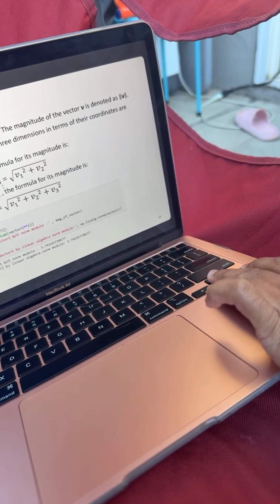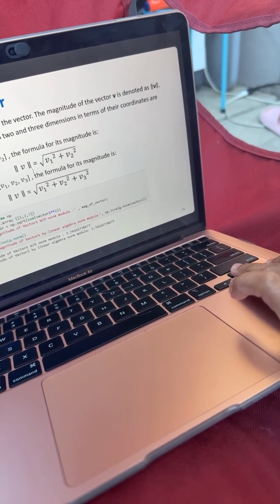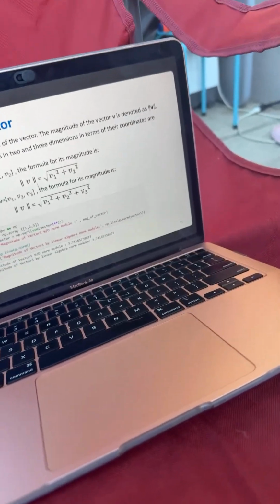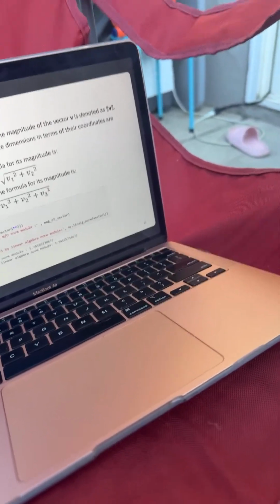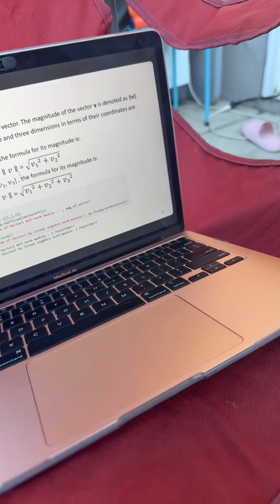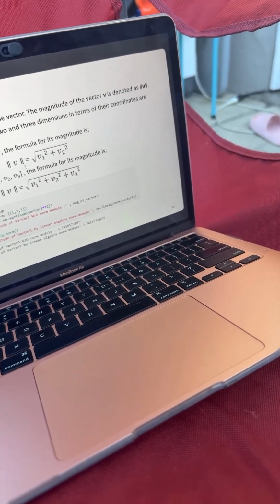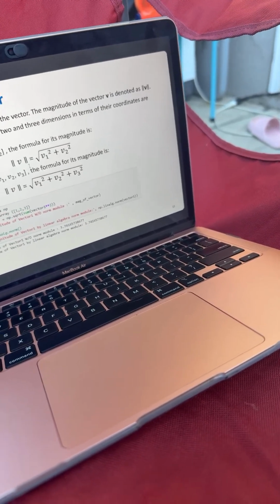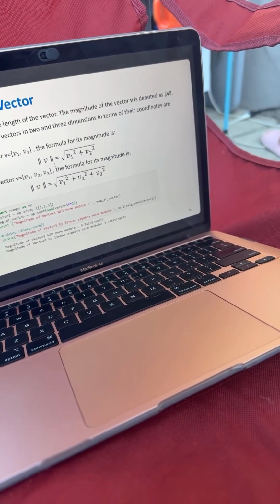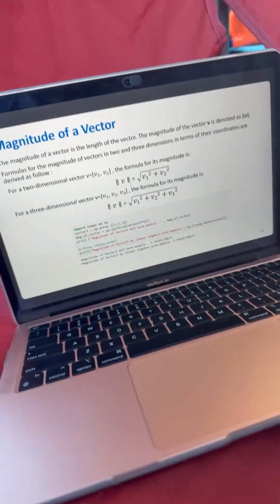np.linalg.norm of vector 1. Linalg.norm is how you get the magnitude. The linear algebra norm module gives you the same value as doing np.sqrt of the sum of vector 1 to the power of 2.